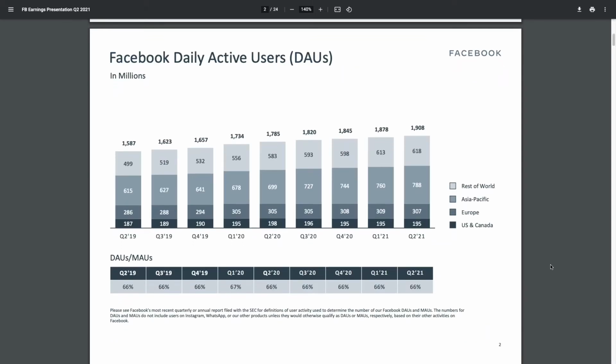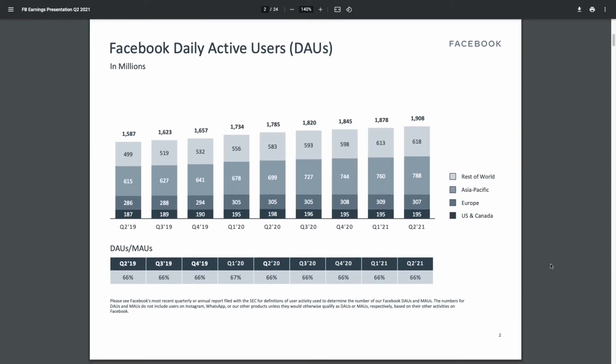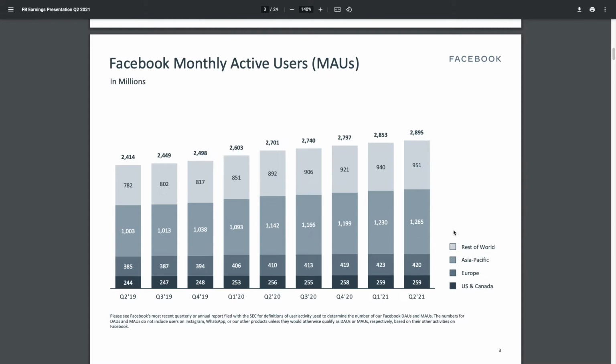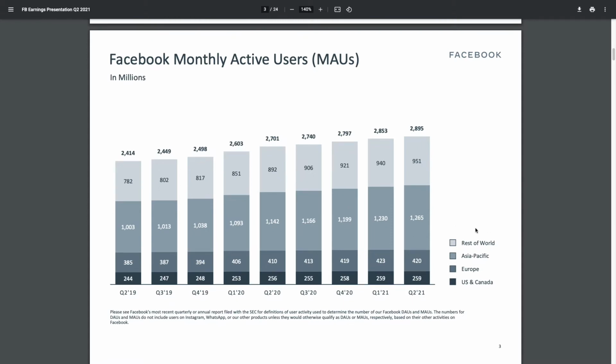So here we've got Facebook's daily active users. You can see that this is in millions. This is the most recent quarter, 1.91 billion daily active users, and this is purely on the Facebook platform. It also gives you a quick breakdown of the geography of that. And then they've got the same with monthly active users.